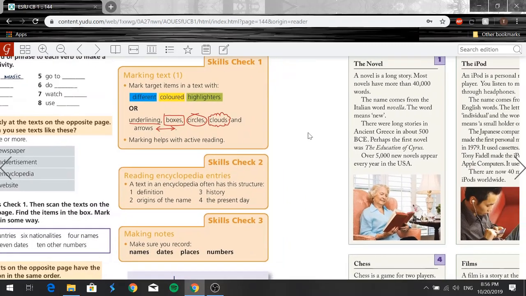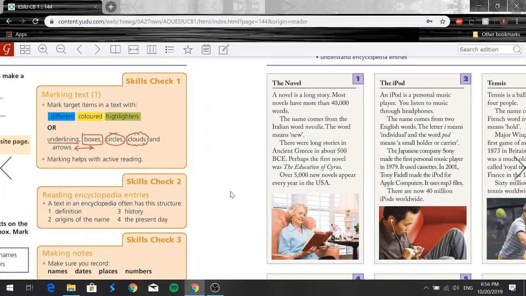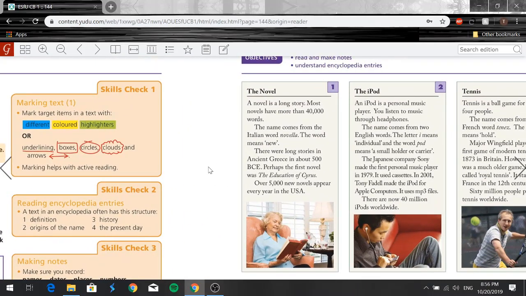Now let's read the text on the opposite page, and then we'll keep going with the exercises. So we have 1, the novel. A novel is a long story. Most novels have more than 40,000 words. The name comes from the Italian word novella. The word means new. There were long stories in ancient Greece in about 500 BCE. Perhaps the first novel was The Education of Cyrus. Over 5,000 new novels appear every year in the USA.